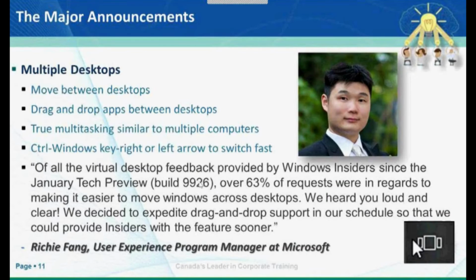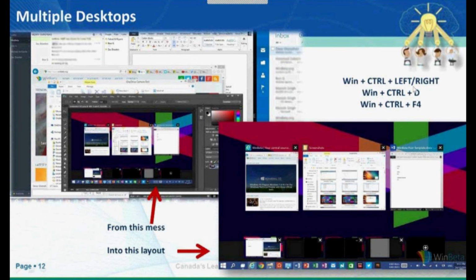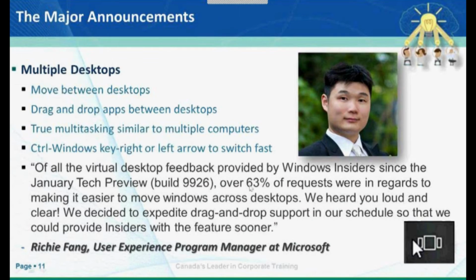Now, what I did there was the Control Windows left and right key. I'll just show you right here. I did it very fast that way, instead of clicking on the icon and then clicking on the next screen, which you can do visually. But the whole point is I could just use the Windows key and Control, and then either open new ones, close some, or whatever. This is a really nice feature. I really like it. I'll come back to that previous screen for a second. Over 63% of requests were in regards to making it easier to move your windows through these different desktops, so they've been working on this really hard.